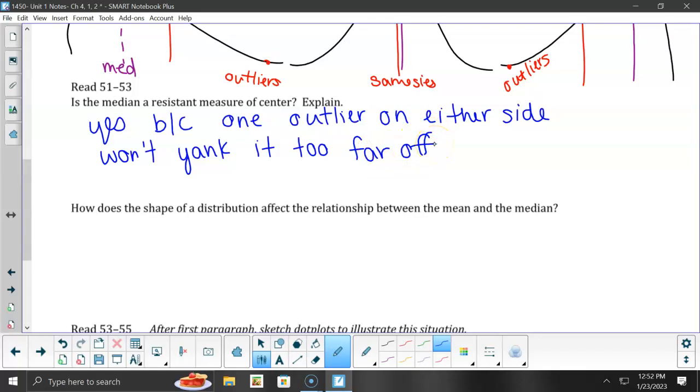How does the shape of the distribution affect the relationship of the mean and median? See above.